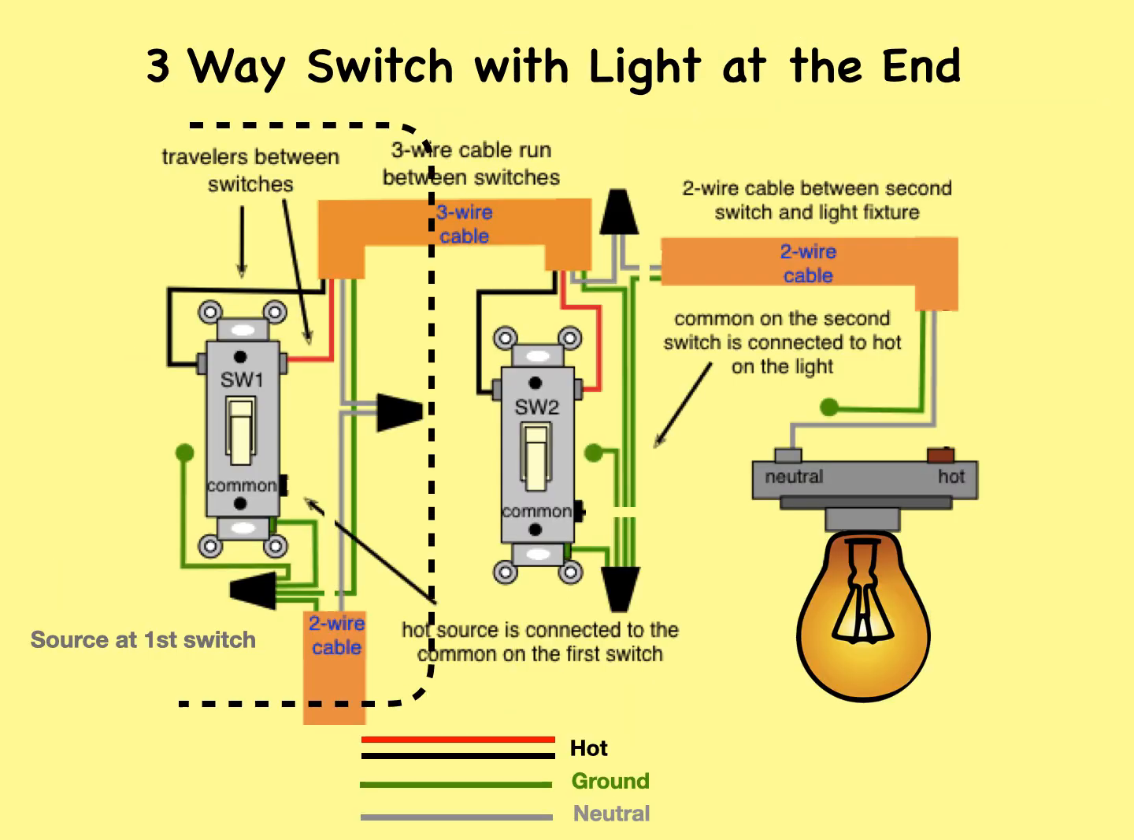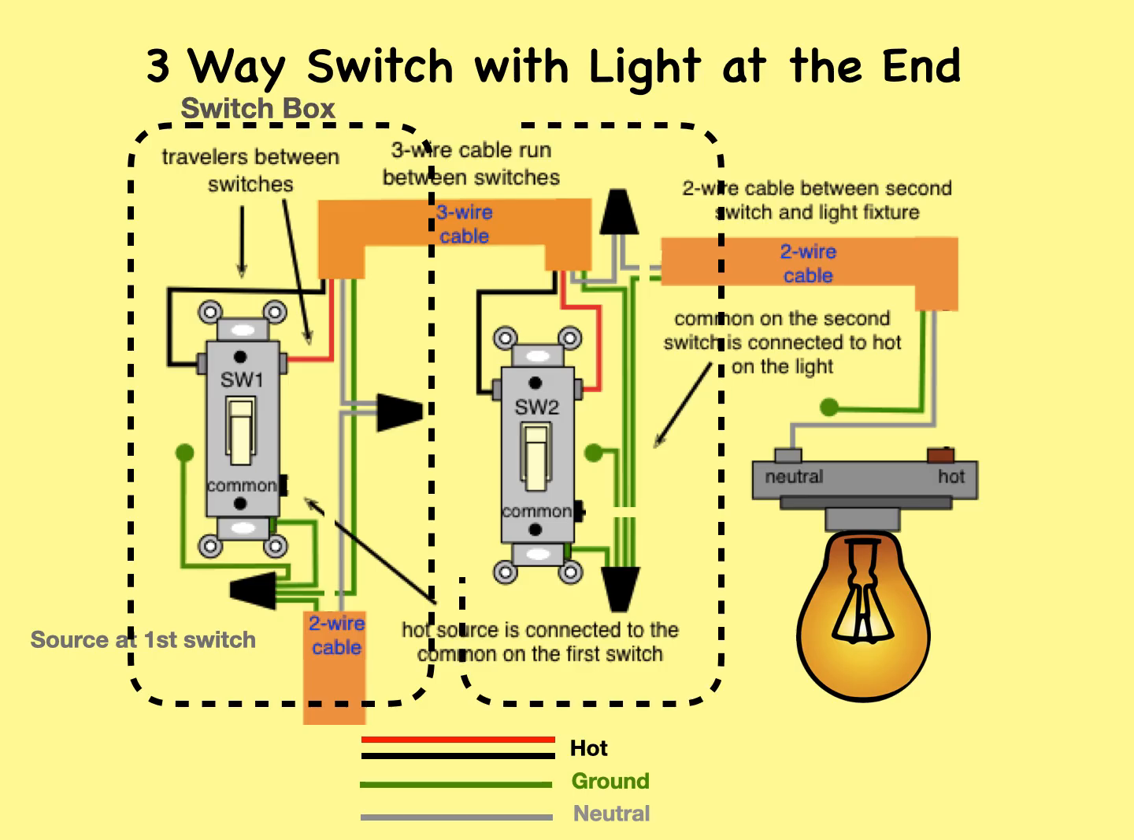In this diagram, the electrical source is at the first switch and the light is located at the end of the circuit. Three-wire cable runs between switches and two-wire cable runs to the light. The black and red wires connect switch 1 and switch 2 and are connected to the traveler terminals. The hot source is connected to the common terminal on switch 1 and the common terminal on switch 2 connects to the hot terminal on the light.